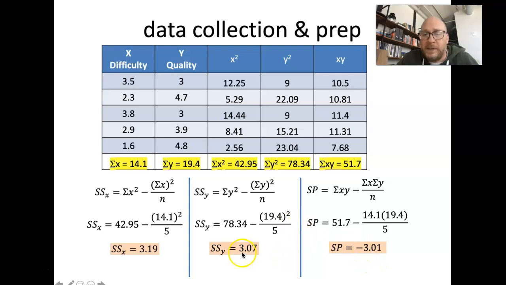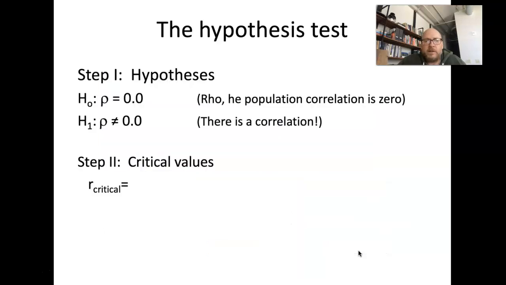Just a quick note, these guys are squared values, so these have to be positive. Sums of products is not a squared value, and it can at times be negative. In fact, that's what we have here. We have a negative sums of products, which means we're going to have a negative correlation. All right, so that's getting things set up. We'll use those values when we get to step 3 of the table.